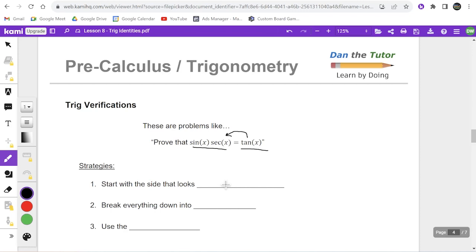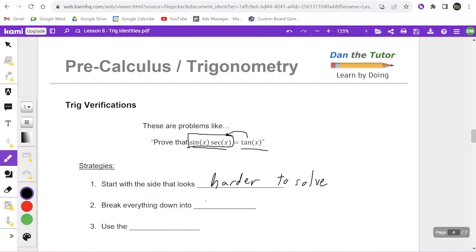So here are some strategies to help you with trig verifications. First strategy, always start with the side that looks harder. I want you to start with the side that looks harder to solve, which is ironic. But look at this: sine x times secant x. That looks harder than tangent x, right? Start with that side. It's actually going to be easier, as it turns out. It's the opposite of what you'd expect.